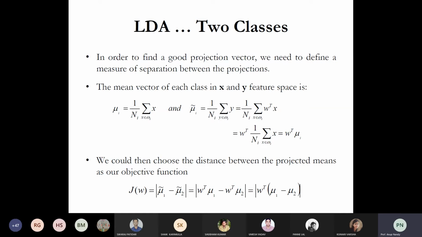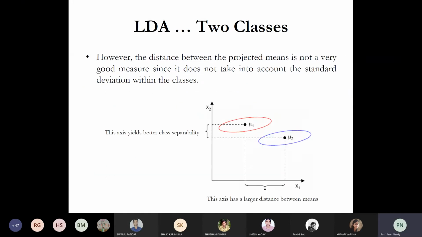For the sake of illustration I am assuming this. Now mu1 tilde, the estimated mean, can be replaced with w transpose into mu1 from the formula, and minus mu2 tilde, this is a tilde operator, the estimated one is w transpose into mu2. Now it is nothing but w transpose into mu1 minus mu2.